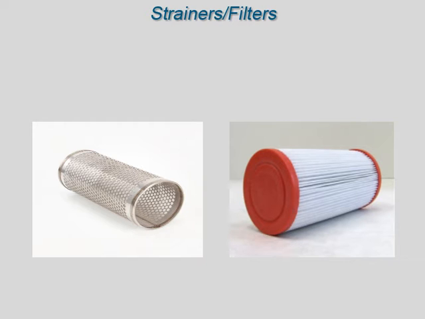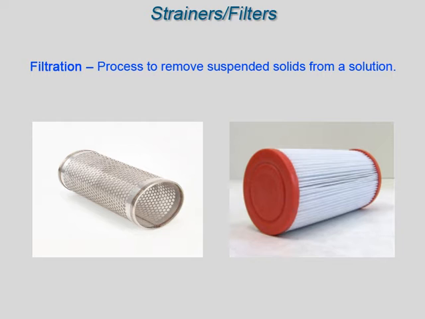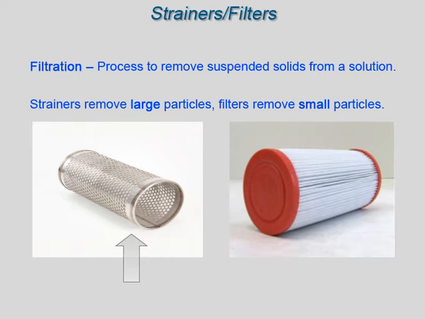To keep many of our systems operating properly, we must have the ability to remove impurities from the liquids. This is done by the process of filtration. Filtration can be accomplished using strainers to remove large particles, or if small impurities must be removed, we can use filters. They can both be used in a system. For example, a swimming pool has a strainer in the return line and a filter near the pump.